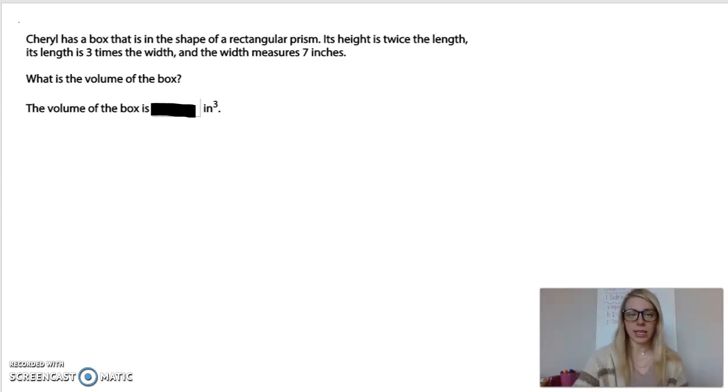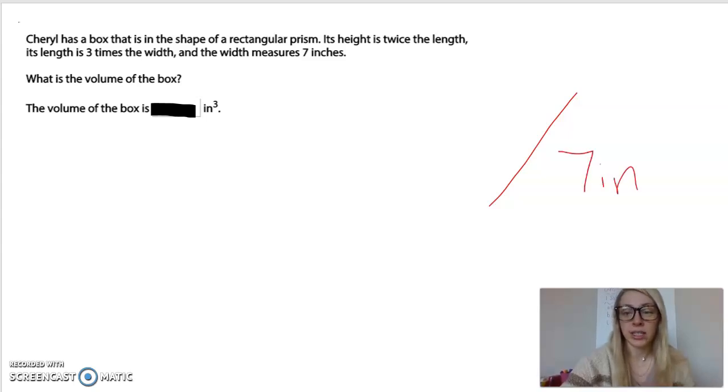Okay, moving on to this next word problem. This one was a little bit tricky for myself. It took me a little while to get the hang of it. So Cheryl has a box that is in the shape of a rectangular prism, so what we've been working with, okay? Its height is twice the length. Its length is 3 times the width, and the width measures 7 inches. So the only information that we know is the width, which is 7 inches. So I need to work backwards from this problem.